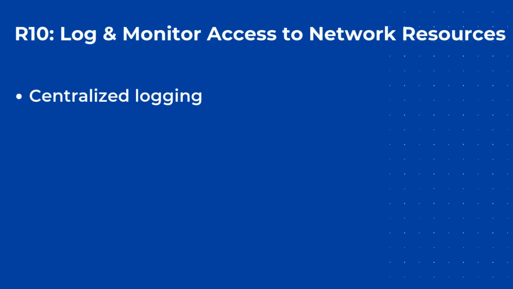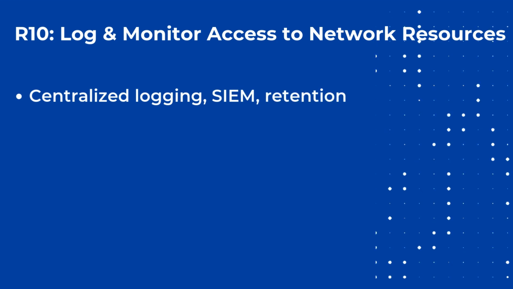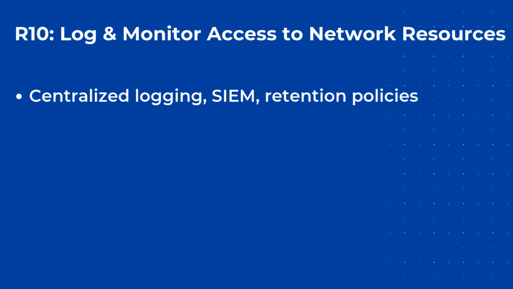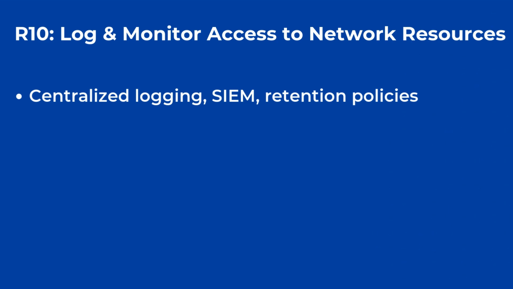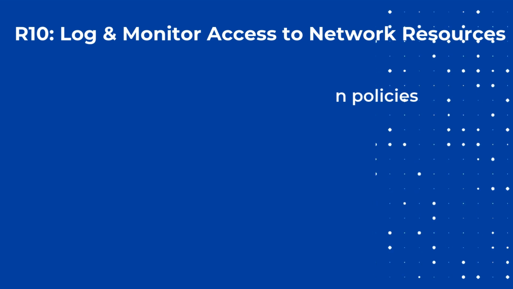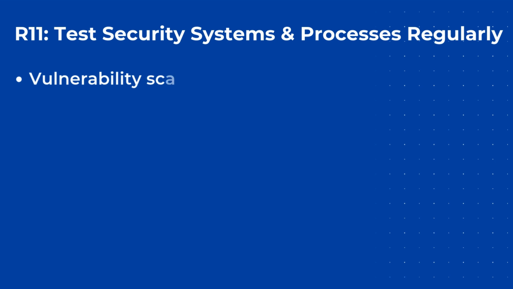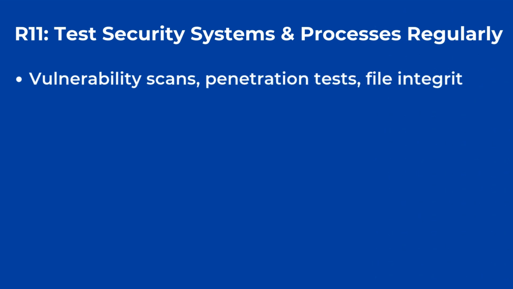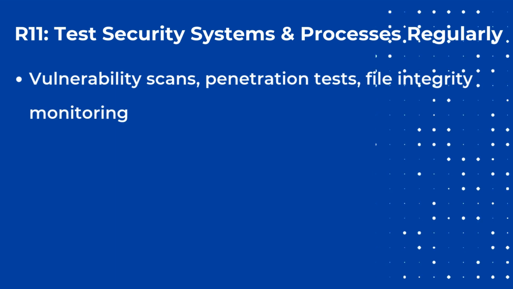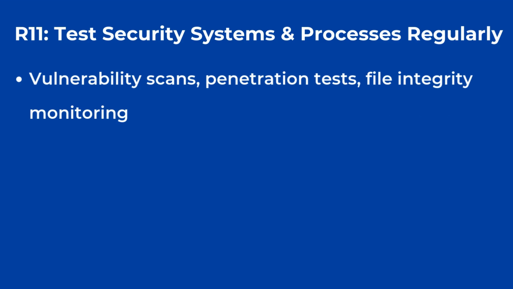Requirement 10. Log and monitor all access to network resources. Maintain centralized logs for every system touching card data. Implement a SIEM solution, define alert thresholds, and retain logs for at least 12 months, with 3 months immediately searchable. Requirement 11. Test security systems and processes regularly. Conduct quarterly vulnerability scans, annual penetration testing, and continuous file integrity monitoring to ensure your defenses are working. Document and resolve findings promptly.